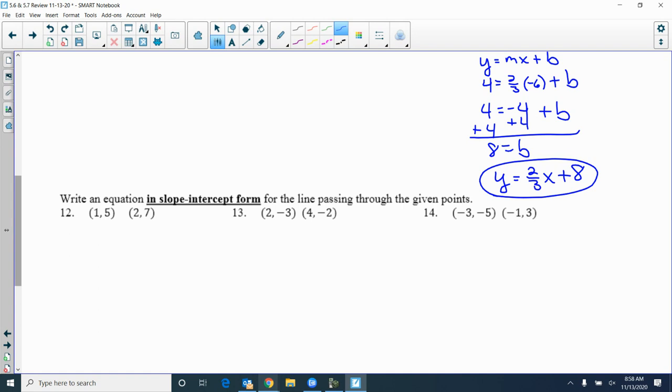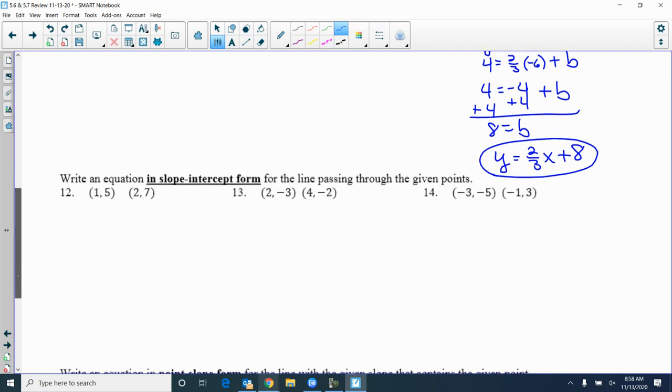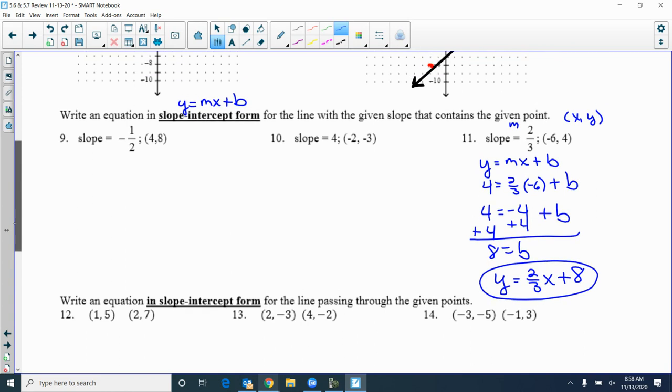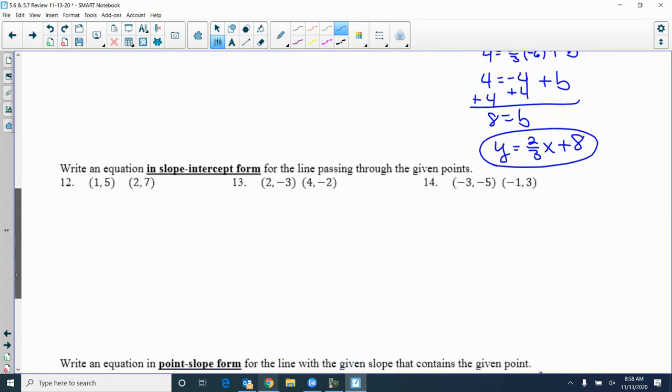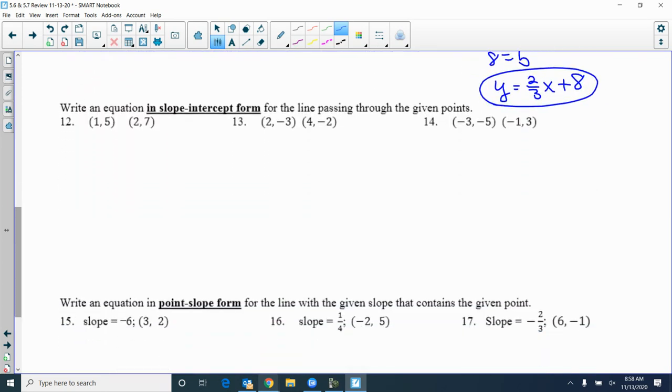14. This one adds another little bit of a layer to the problem. Up above, we were given the slope and a point. Now I'm given 2 points. What do I actually have to find? Slope. You have to find the slope using your good old slope formula, which is y2 minus y1 over x2 minus x1.